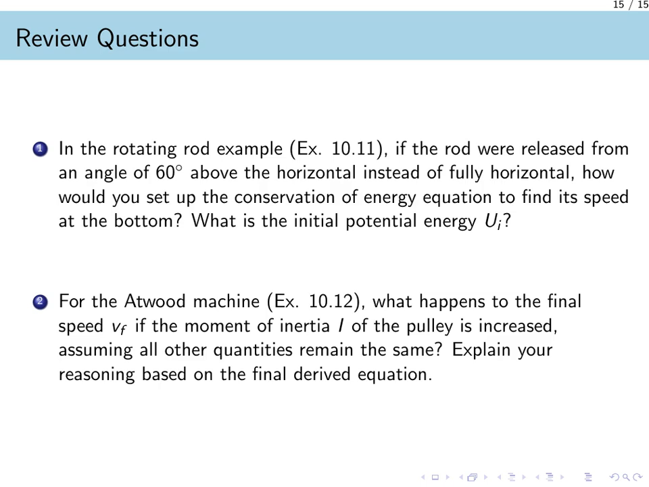For the second question about the Atwood machine, think about how the energy is distributed. The initial potential energy is converted into the translational kinetic energy of the blocks and the rotational kinetic energy of the pulley. The moment of inertia, I, measures the pulley's resistance to rotation. If you increase I, it requires more energy to get the pulley spinning. Because the total energy is conserved, more energy going to the pulley means less energy is available for the blocks' motions. Therefore, increasing the pulley's moment of inertia will result in a lower final speed for the blocks.